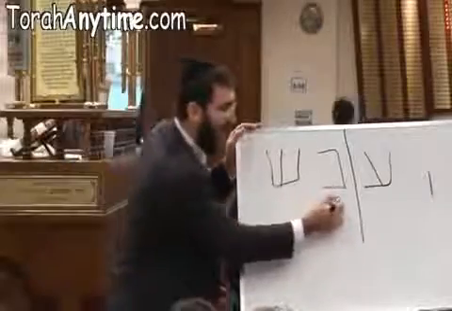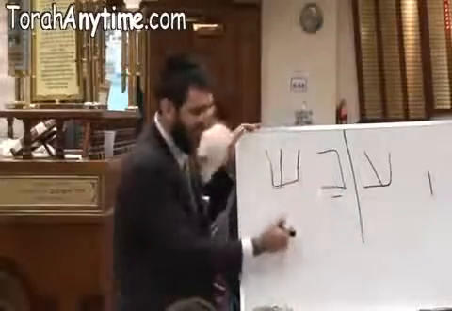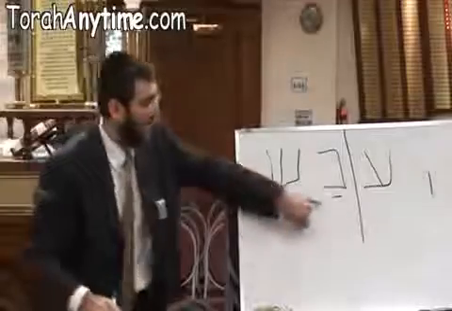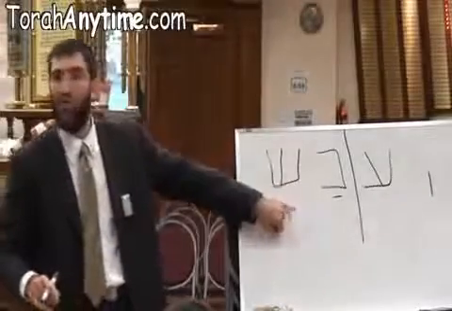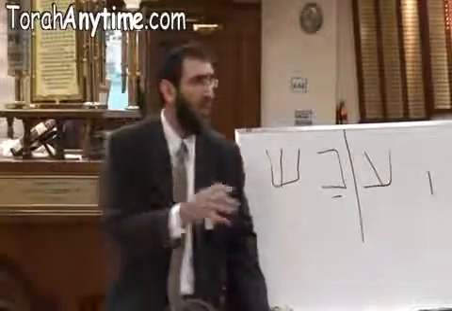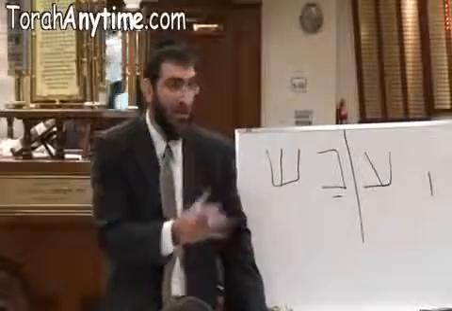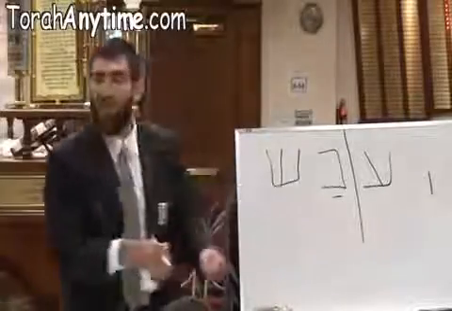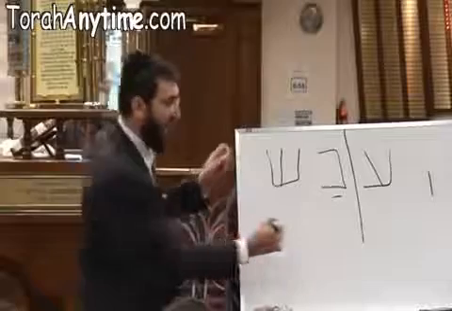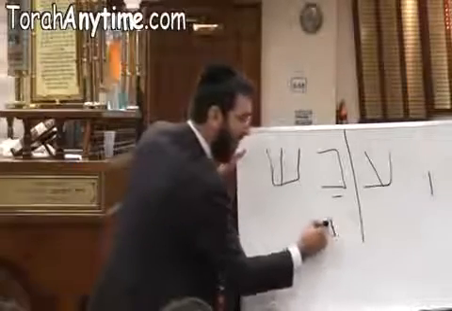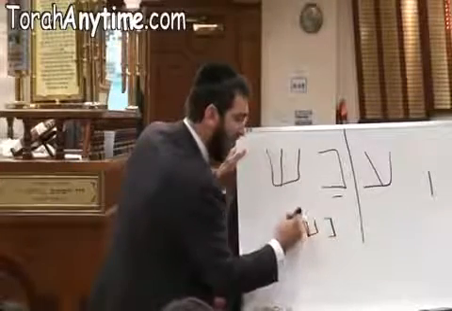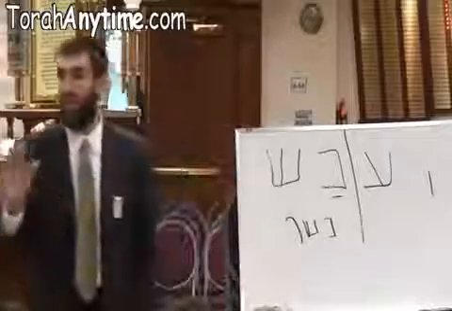This two-letter root, nash, the nun means something, the shin means something, but for tonight's discussion, let's just analyze it as a root. Nash. Well, how do I know what this root means? Let's look for the consistency. Let's try to discover this root in other words in the Hebrew language. We have a word, nesher. What's a nesher? A nesher is an eagle.